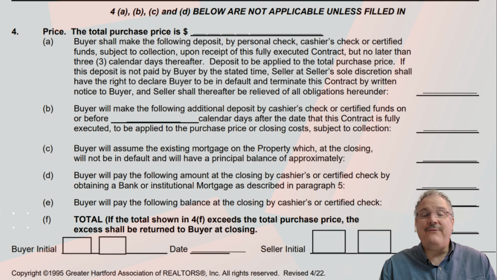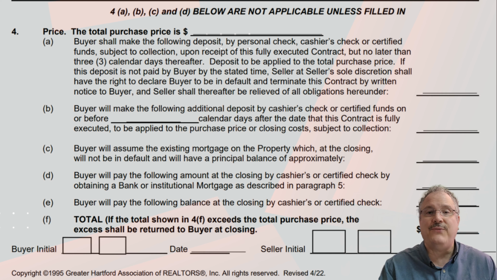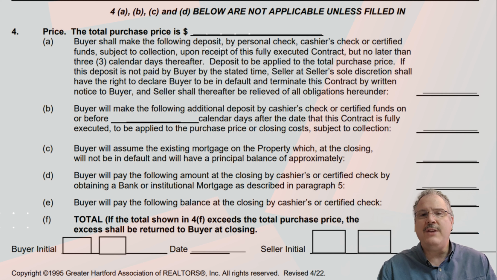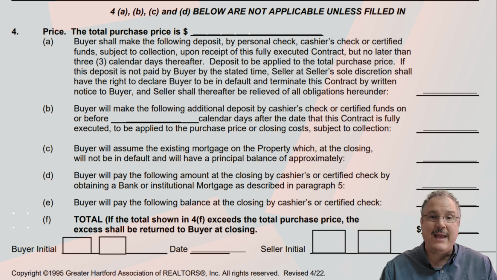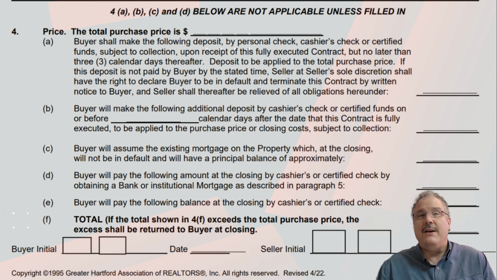All right, so 4F is going to total up everything we've talked about thus far. Most often, it's going to equal the purchase price that we are offering. Sometimes you may put a really strong earnest money deposit and your down payment may not be so high. So it's potentially a situation where the total is more than what you're going to offer on the property, and then you would just get some money back at closing that you could use for the closing costs as well.